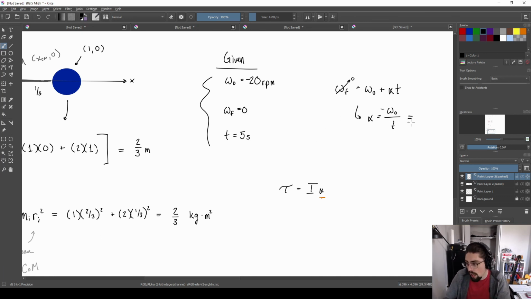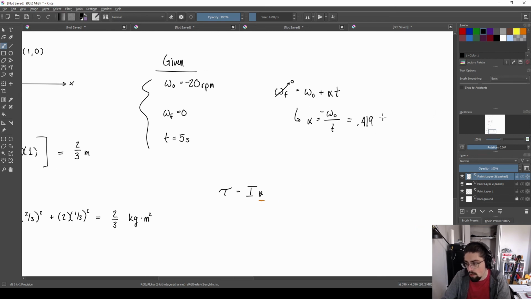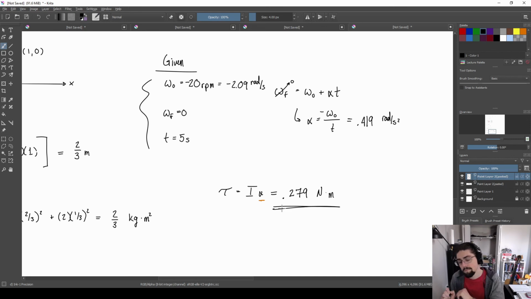should give us a quantity like 0.419, and that is, of course, in radians per second squared. We need to have converted our RPM into radians per second. Go ahead and do that right there. That's what we should get if we convert that properly. Negative 2.09 radians per second. We have alpha. We have the moment of inertia. We plug both quantities in. We should find at the end of the day a quantity like 0.279 Newton meters. And there we have it.